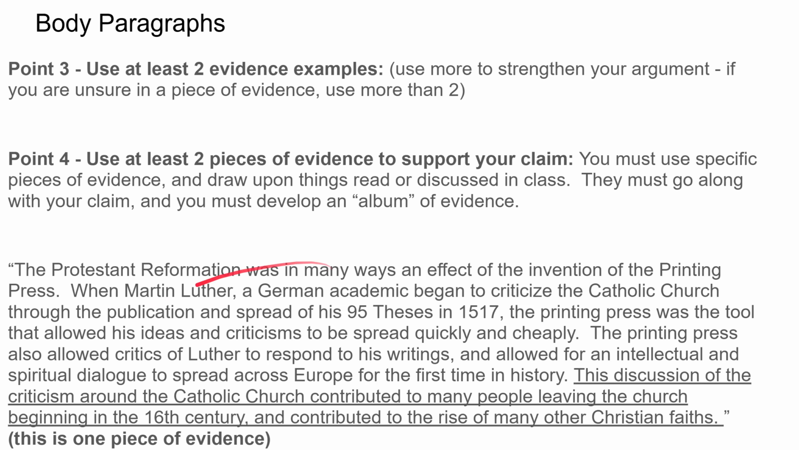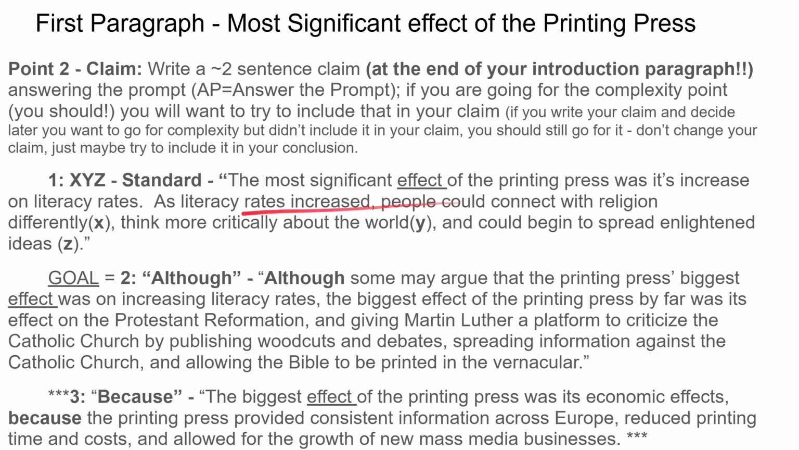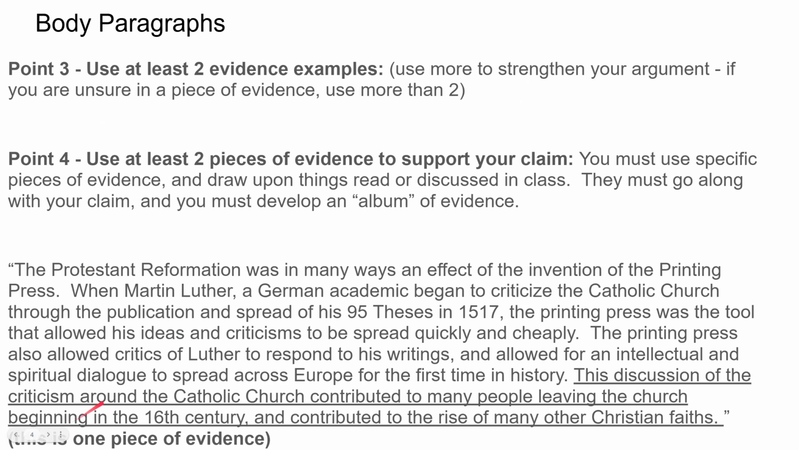But each thing in your line of reasoning here, if we go back, each one of these things should be a piece of evidence. So if I said connecting with religion differently, thinking more critically about the world, and spreading Enlightenment ideas, all right, each one of these would be its own body paragraph. Again, I'm assuming you have 40 minutes to write this, so I don't know if you'll have time to write more than that, but hopefully you do, and if you do, that'll be a good sign for you to get 5 or 6 points.